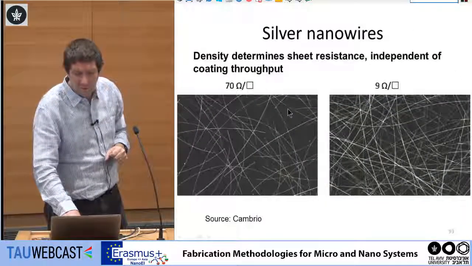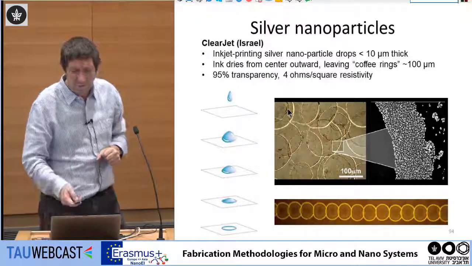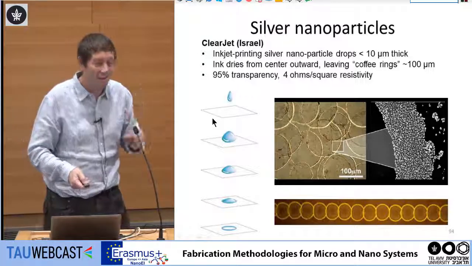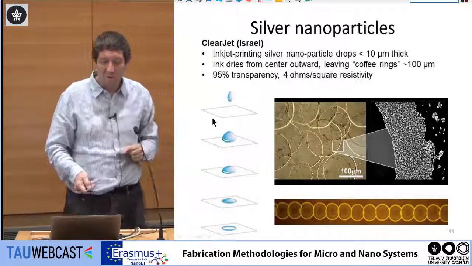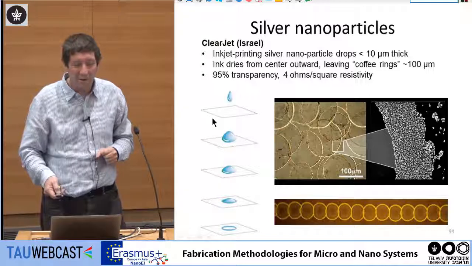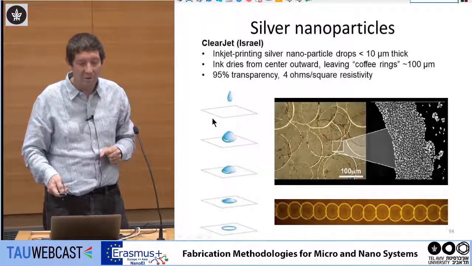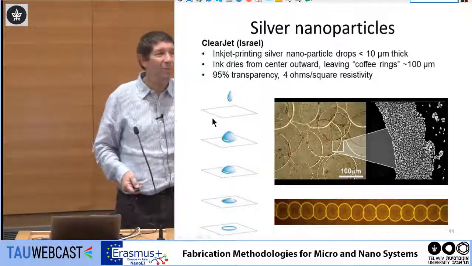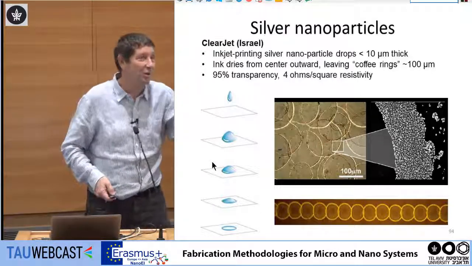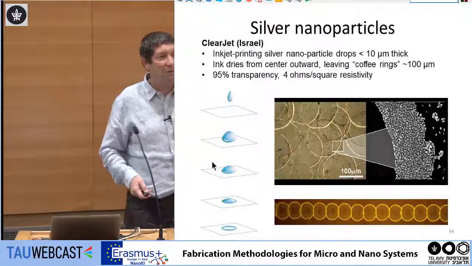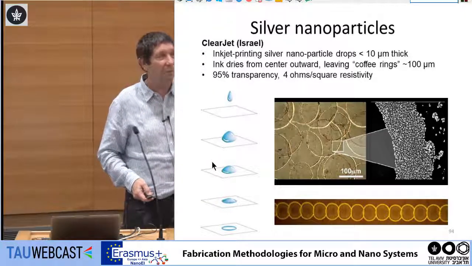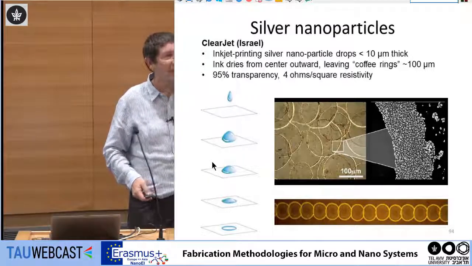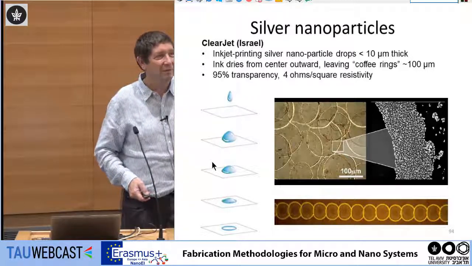For example, this technology, which is called silver nanoparticles, it's another Israeli company called Clearjet. This is Professor Shlomo Magdassi from Jerusalem Technology. It's called the coffee stain method. Take a drop of liquid with nanoparticles. It's being deposited, and if you ever dropped coffee unintentionally, of course, on the table, you see when the drop dries, most of the coffee is on the sides of the drop. You get a coffee stain.